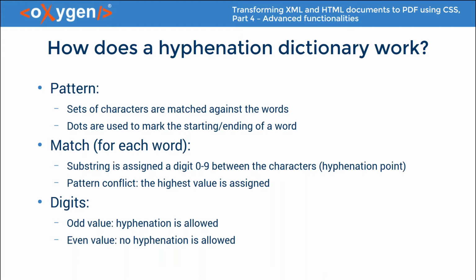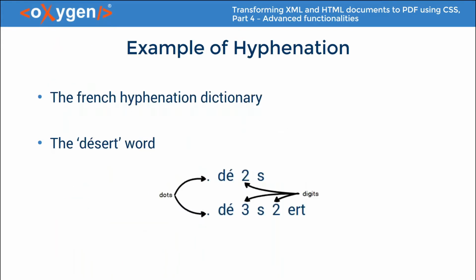In case of pattern conflict, because you can have multiple patterns matching the same word or a piece of a word, the highest digit value will be assigned as the hyphenation point. The only rule which applies on the digits is that if the digit is an odd value, the hyphenation will be allowed for this point. If it is an even value, the hyphenation is not allowed on the same point. So let me show you a small example now.